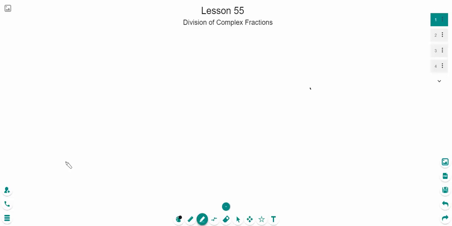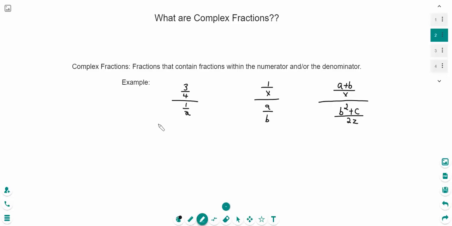So today we're going to be talking about division of complex fractions. Should be pretty straightforward, so let's just start digging into it. The first thing we need to go over is complex fractions. What are they? And then we can talk about the division of them. So let's try it. What are complex fractions?